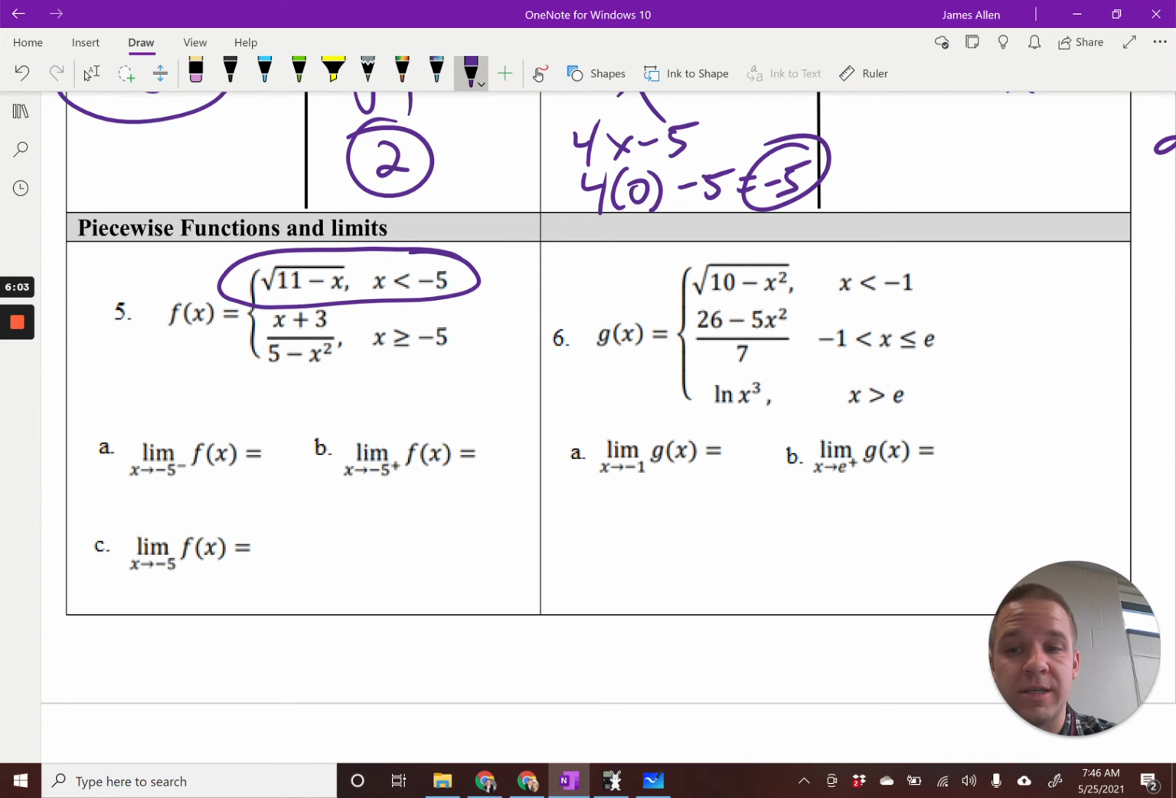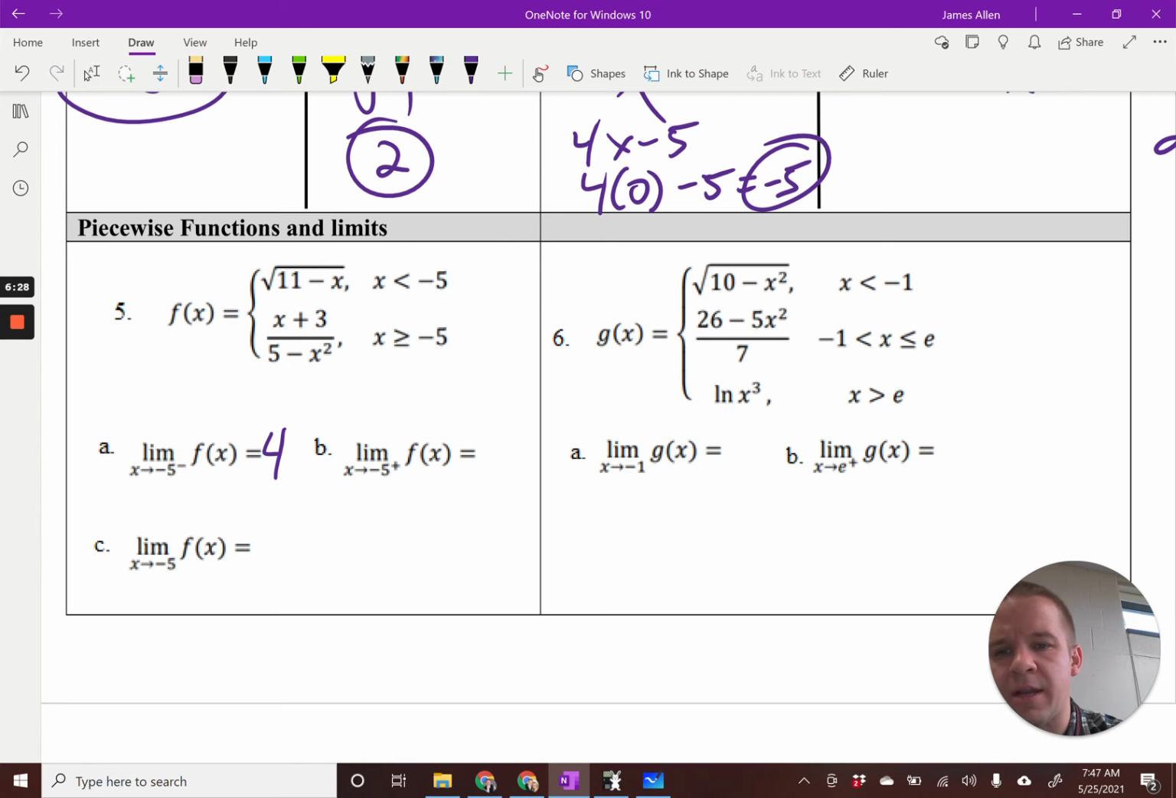So let's try a little direct substitution here and see if we can do that. If I plug in negative 5, I'm going to have 11 minus negative 5, which is 16. The square root of 16 is 4. So direct substitution into that one worked. You could also look at it as plugging values in closer and closer and closer.